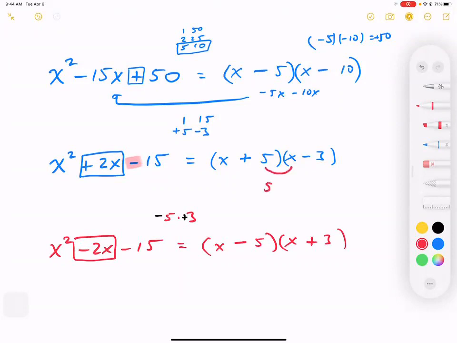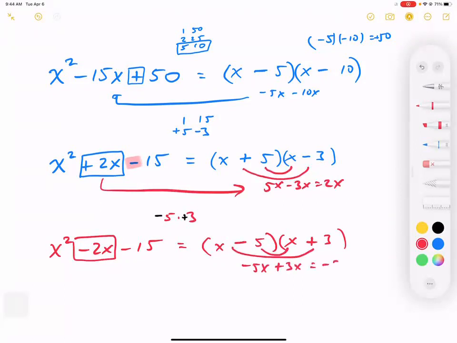Is 5x minus 3x? That's our 2x that we wanted, right? Positive 2x. Yep, that's the positive 2x we wanted. Negative 5x plus 3x, right? Negative 5x and 3x. That gives us a negative 2x that we wanted. Yep. So the goal is there's a lot of different parts now that we want to mix and match to make sure we have the right combination that fits.